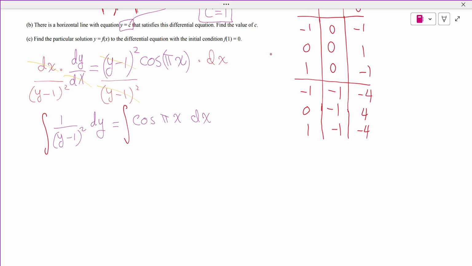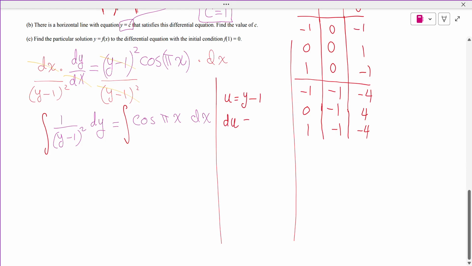The answer key doesn't refer to the u substitution. They are doing it directly, but it's done using u substitution. So let's try to do it here quickly. For the left hand side, I'm assuming that u equals y minus 1, so du equals dy. This is for the left hand side.